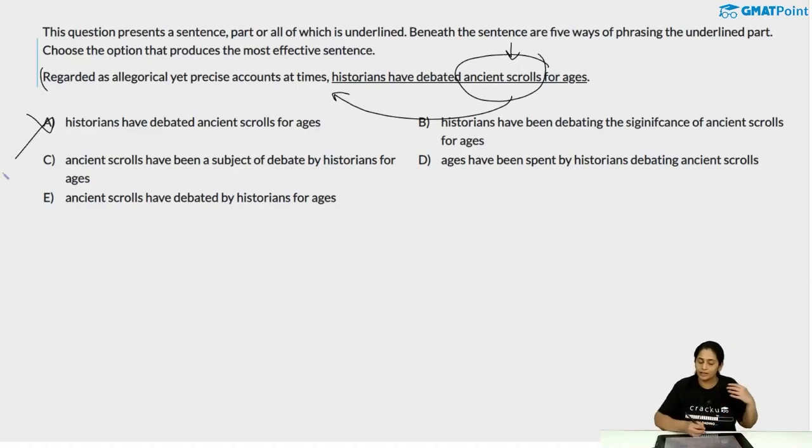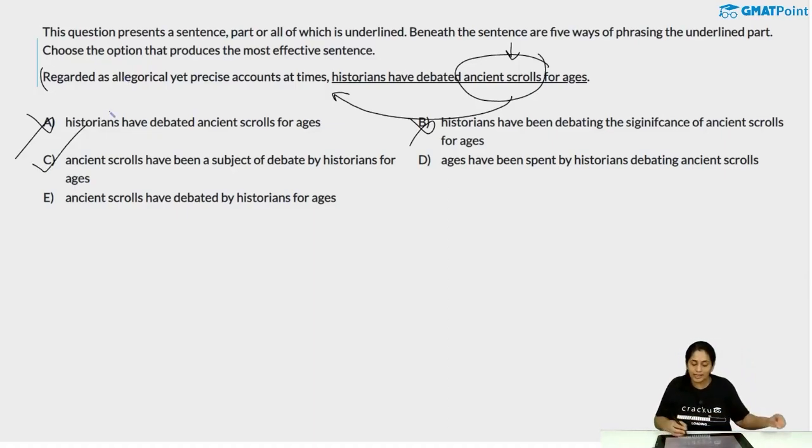Historians have been debating... no, ancient scrolls should be at the front because that has to be next to that modifier as such. So B also can be eliminated. Ancient scrolls have been a subject of debate by historians for ages. Grammatically correct, it pushes ancient scrolls up. So I would say this is the right answer.